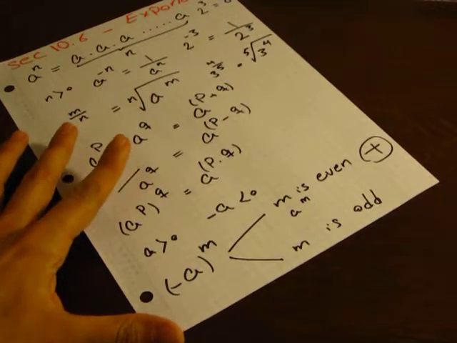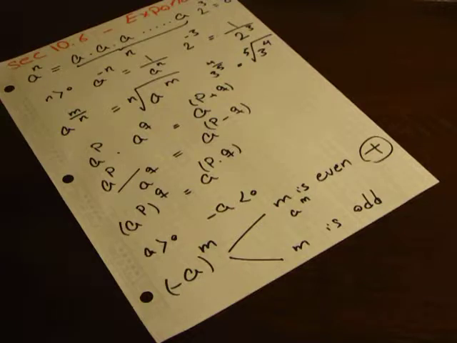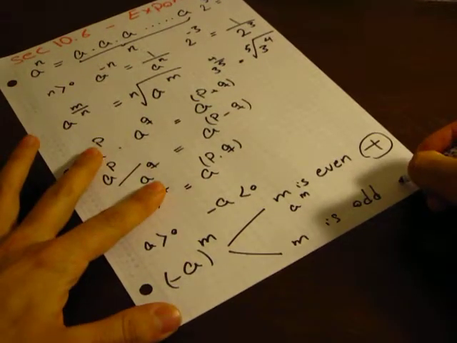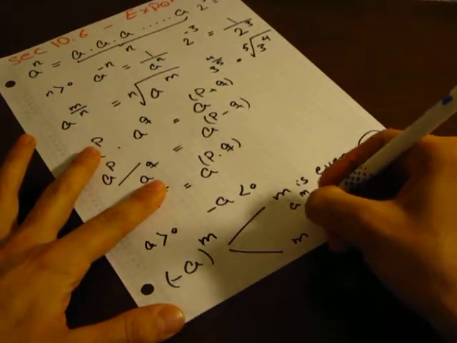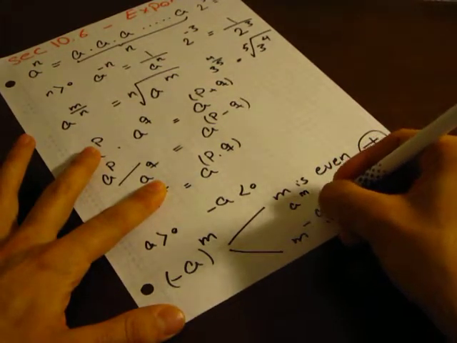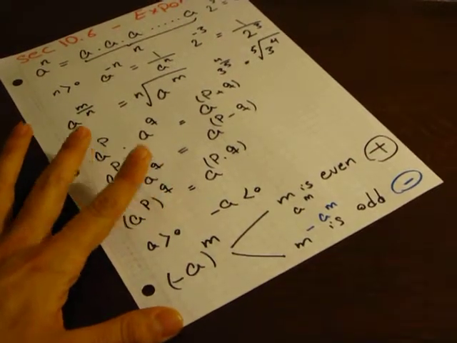And for the second scenario, when m is an odd number, when a negative number is multiplying by itself 3 times, -1 times -1 times -1, the result is going to be a negative number. So we cannot ignore the negative sign. So we leave it as negative a to power of m.